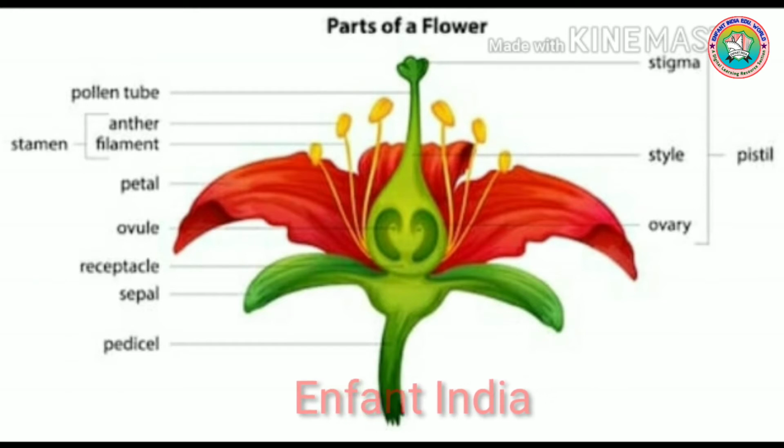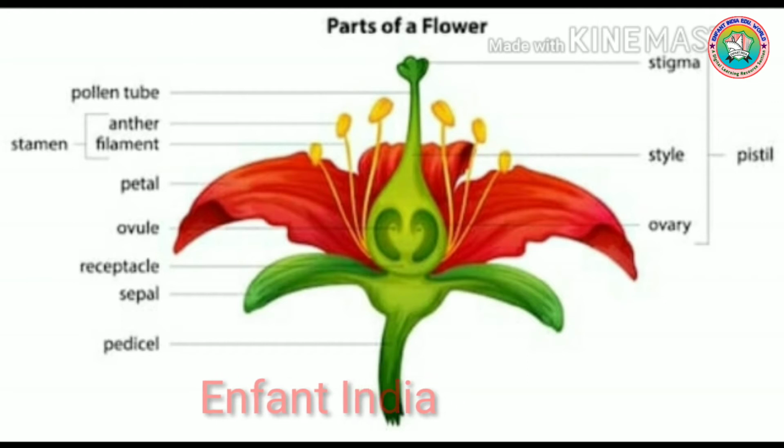Now sepal is the first whorl of the flower, which is green in color, and a group of sepals is known as calyx.